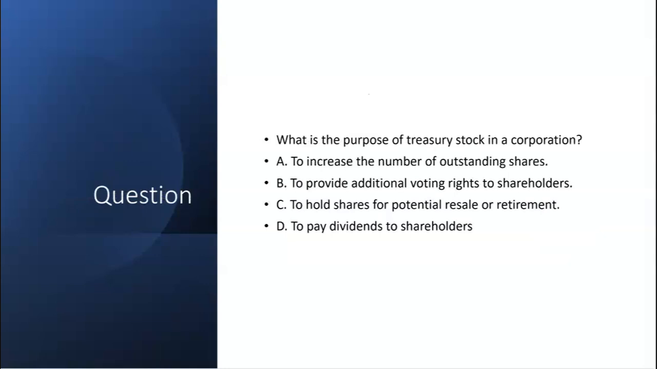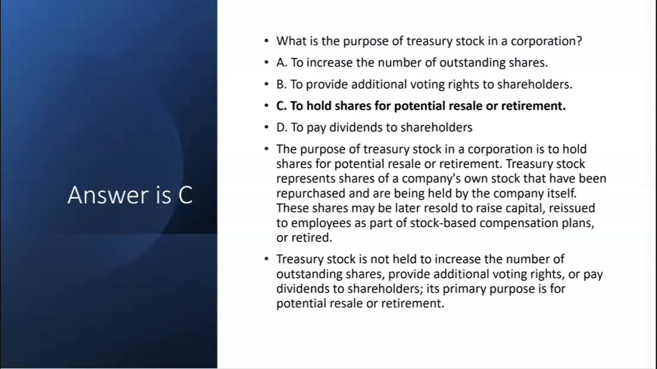What is the purpose of Treasury Stock in a corporation? A, to increase the number of outstanding shares. No, just the opposite. If a company buys back shares in the form of Treasury Stock, that reduces outstanding shares. B, to provide additional voting rights to shareholders? No. Treasury Stock does not get a voting right. C, to hold shares for potential resale or retirement? Yes. D, to pay dividends to shareholders? No. Dividends are not paid on shares held in the Treasury. Dividends are not paid on Treasury Stock. So the answer is C.